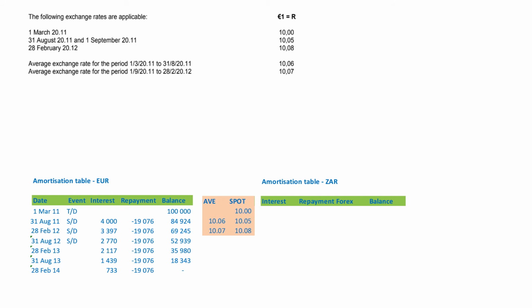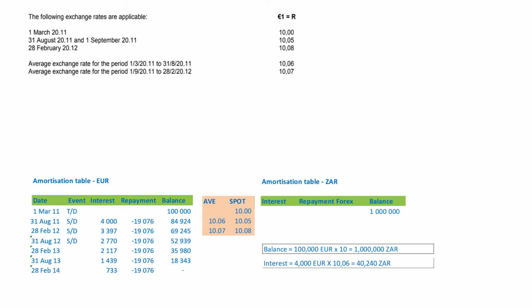happen is that for your interest, we will use the average rate. For your repayment, we will use the spot rate. For your balance, we will use your spot rate. So that's really crucial because you don't want to get it wrong. Okay, so starting off with your balance, 100,000 euros multiplied by your spot of 10 will give you 1 million ZAR. Okay, then you need to translate your interest.